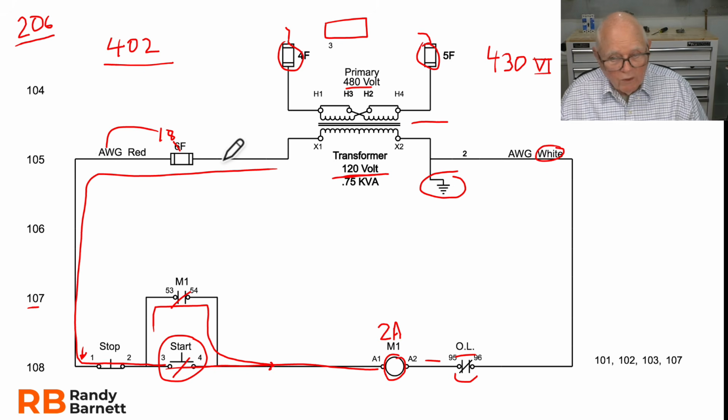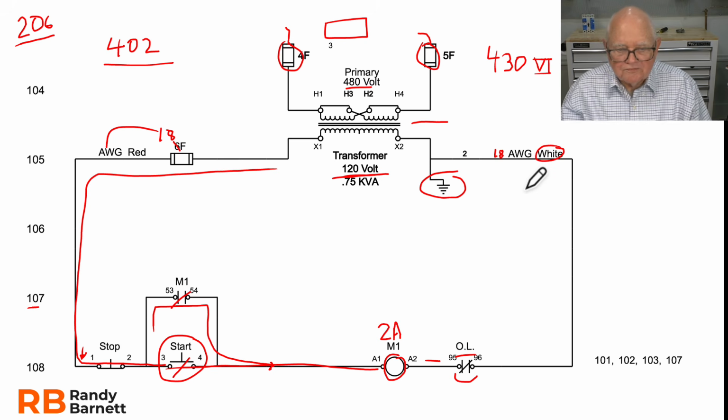Red probably is what we're going to use, not required by code, but I'm probably going to use red over here on my ungrounded conductor side. And then I'm going to use white 18 AWG over here for my grounded conductor side. So that's great. I've been able to use a heck of a lot smaller wire. I've saved the boss some money. It's going to be a lot easier to work with, number 18 wire and so on.